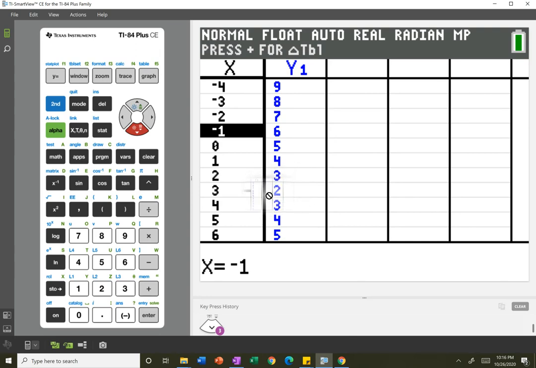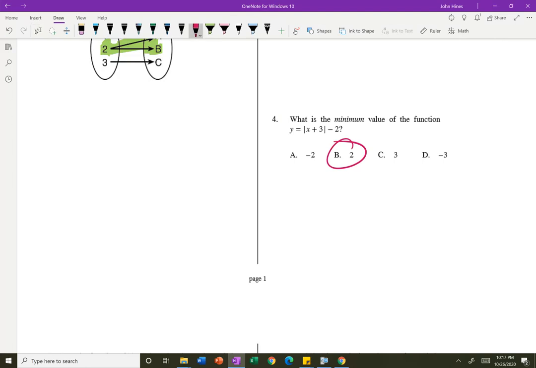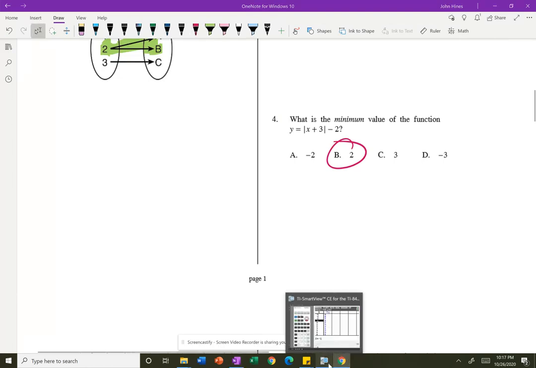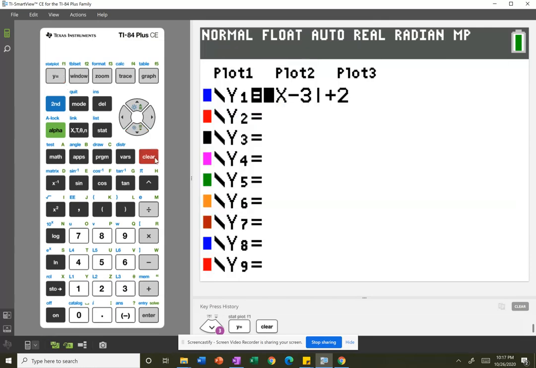I used my graphing calculator right there. 2 is the lowest. I typed in the equation wrong here. Ignore me.